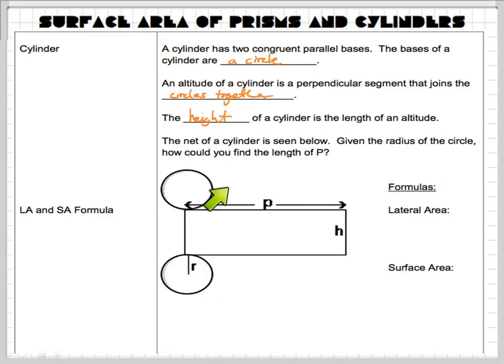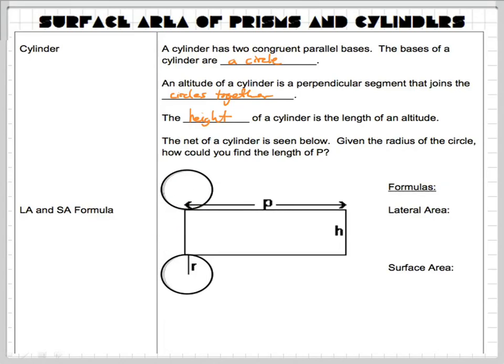So this is a net of a cylinder. If you had a paper towel roll and unrolled just one sheet of it, it's going to be a rectangle off of the roll. And this is the top of the roll, this is the bottom of the roll, all laid out flat for you.